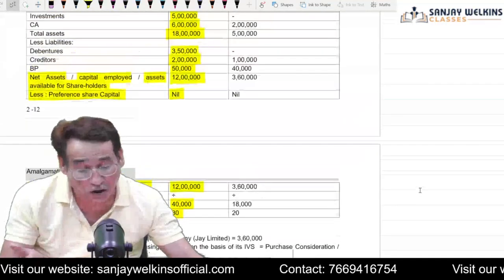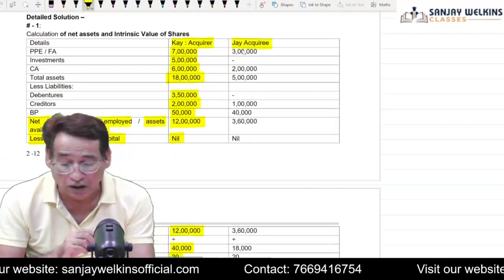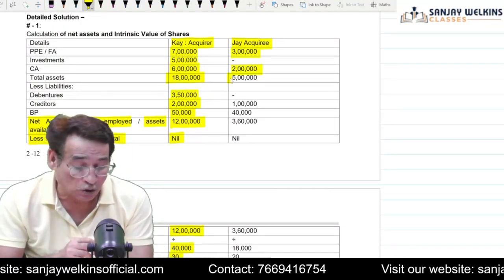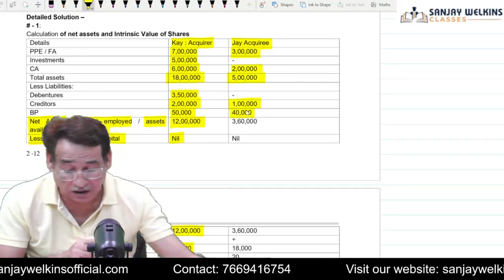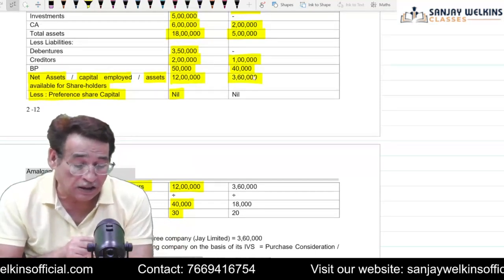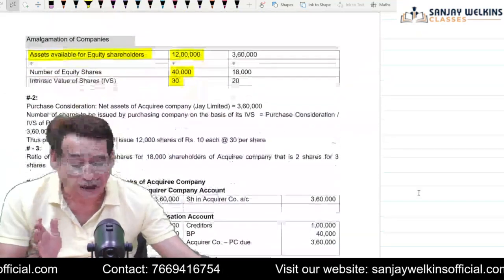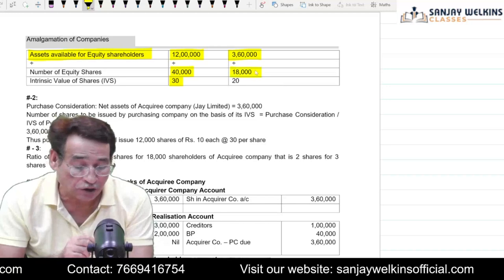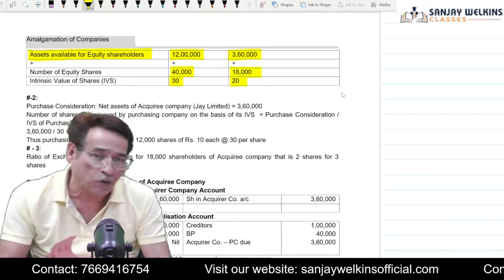On similar logic, I am going to find out the intrinsic value now of the acquiring company. Their property, plant and equipment, investment, current assets, total assets are 5 lakh. Then I will subtract two liabilities, debentures and creditors and bills payable. So net assets will be 3 lakh 60. And there is no preference share capital. That means assets available for equity shares is equal to 3 lakh 60 and their number of shares is equal to 18,000. So the intrinsic value of this company is 20.